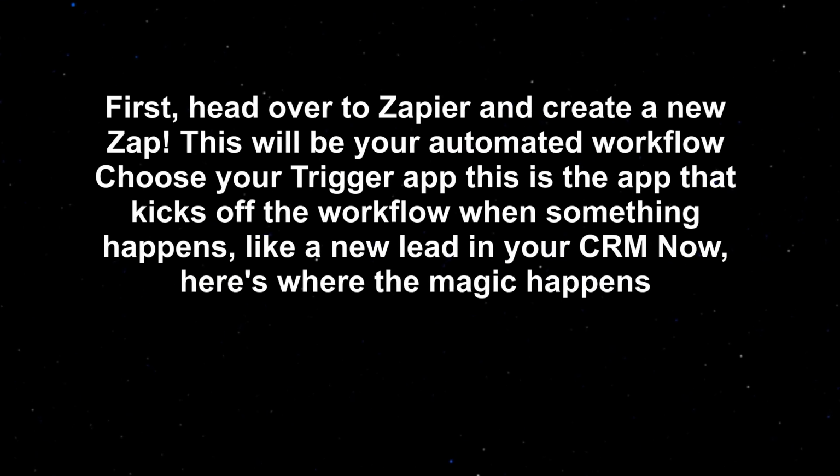First, head over to Zapier and create a new Zap. This will be your automated workflow. Choose your trigger app. This is the app that kicks off the workflow when something happens, like a new lead in your CRM.